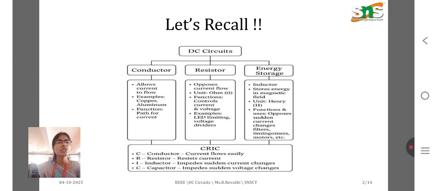The resistor plays a major role in resisting or opposing the flow of current. Energy storage is inductance and capacitance, which help to store energy and come under energy storage devices. So this is basically called CRIC. C is for conductor, current flow, R for resistance, I for inductance, and C for capacitance. It is completely called CRIC.